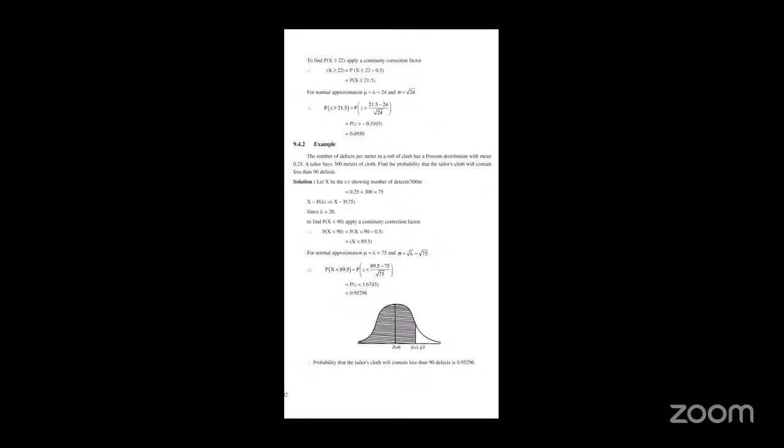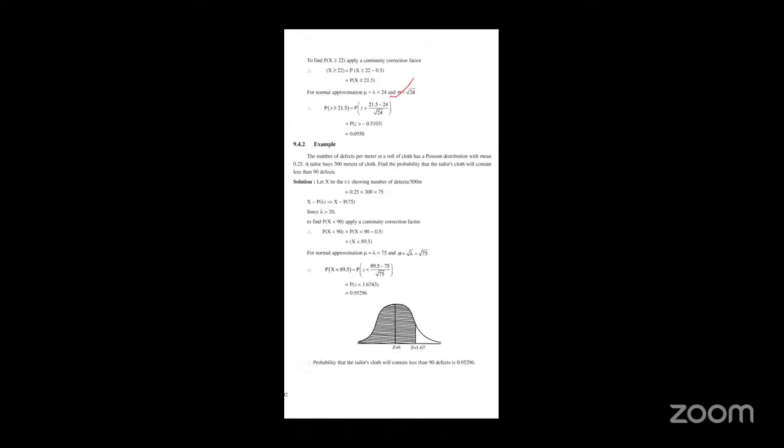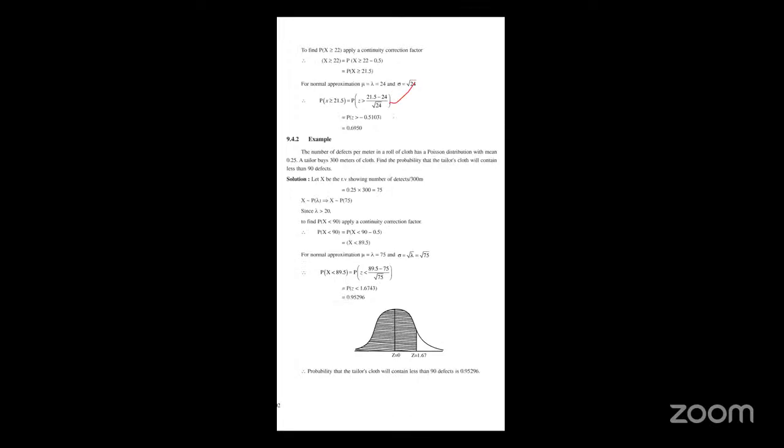So here we are converting to the standard normal form. So what are we calculating? 21.5 minus 24 divided by root 24. Then the value is minus 0.5103. So approximately, the probability of Z greater than minus 0.510 is equal to 0.6950.